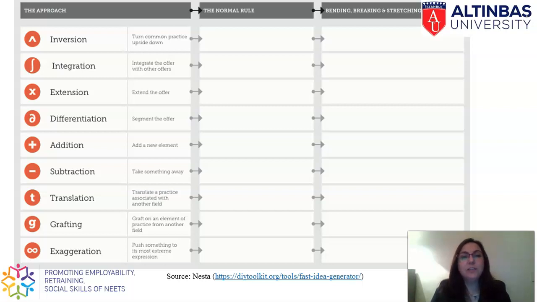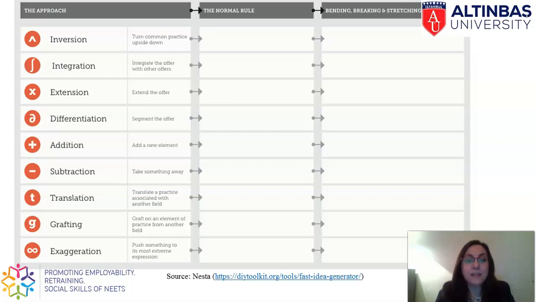In the translation approach, you translate a practice associated with another field, okay? So, for instance, you're managing a hotel. What if I managed a hotel just like I'm managing an airport? So how can I translate my hotel management practice into airport management practice? So you can force your minds to come up with ideas looking at that.